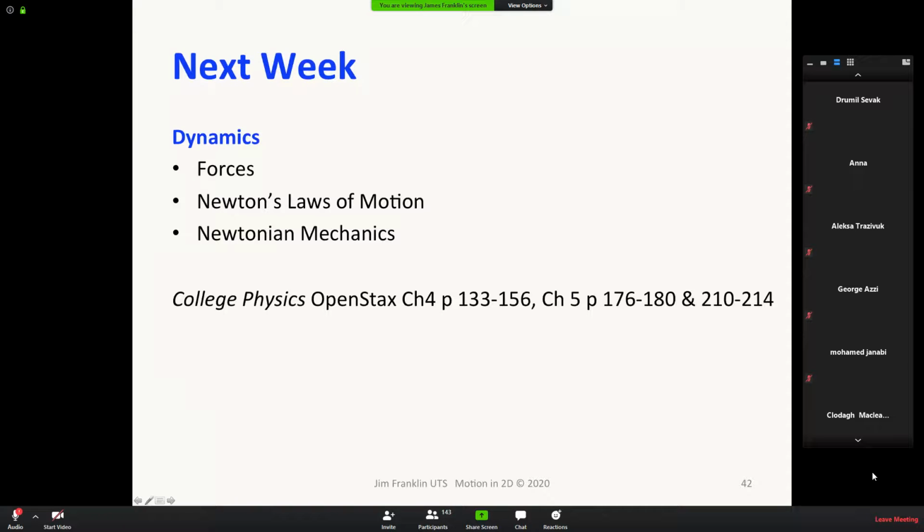Okay, so next week we're going to look at forces, dynamics. Up until now, we've just been considering pure motion. Kinematics is the jargon term. So next week we start looking at dynamics, forces. That'll enable us to look at Newton's laws of motion and Newtonian mechanics.